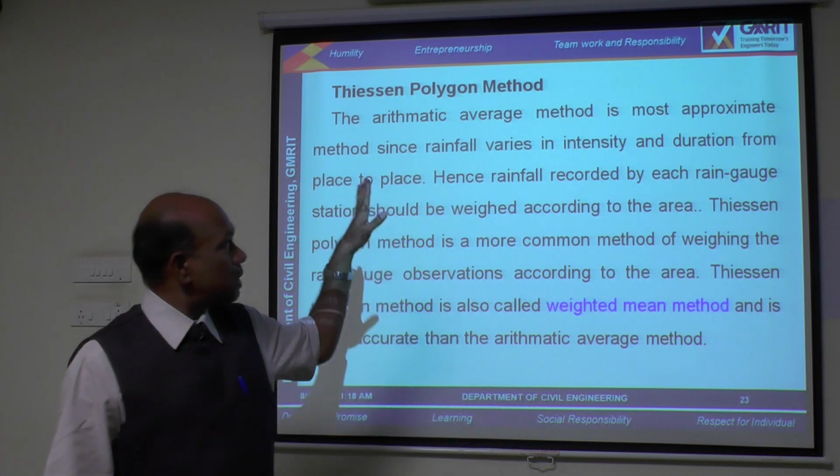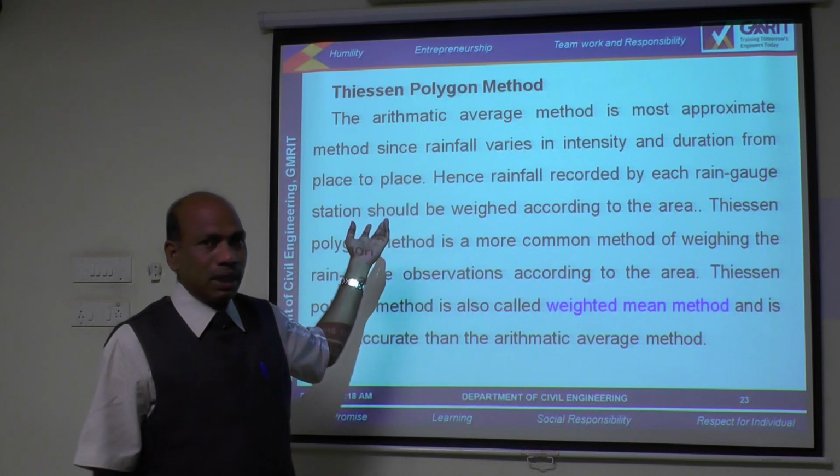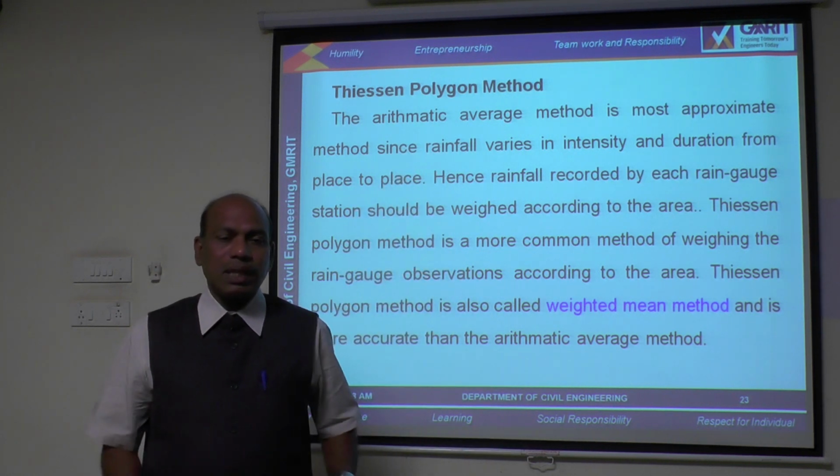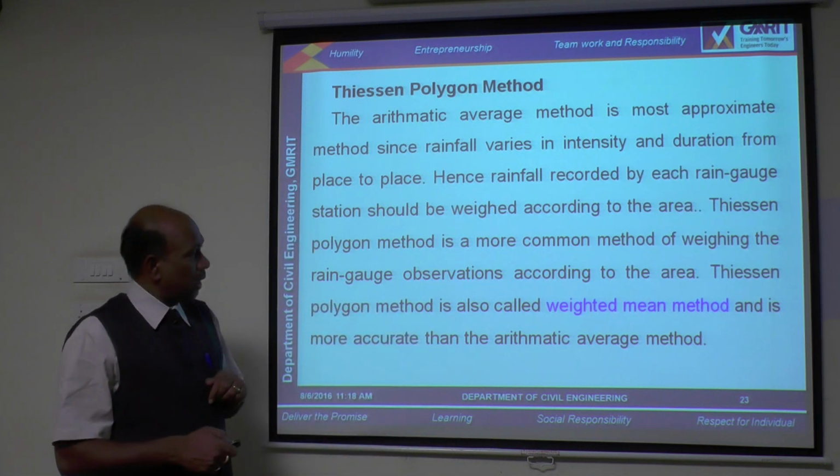So in the Thiessen polygon method, what differs from the earlier method is that here we are going to consider the area under each rain gauge station. Right?